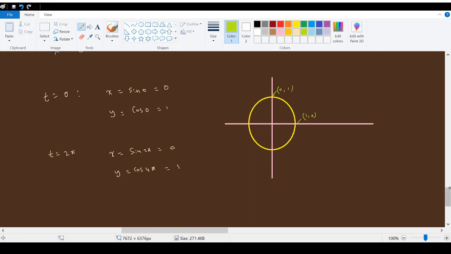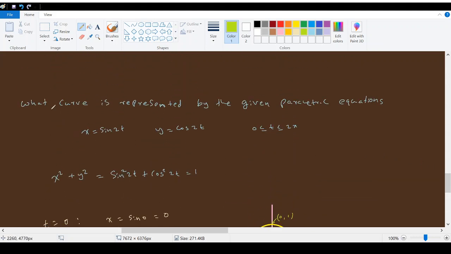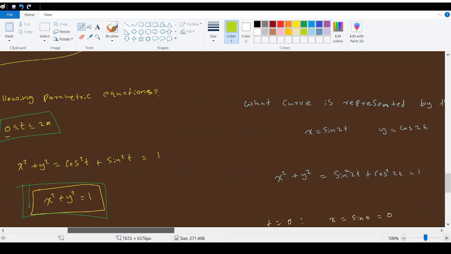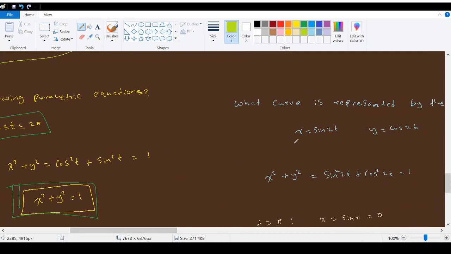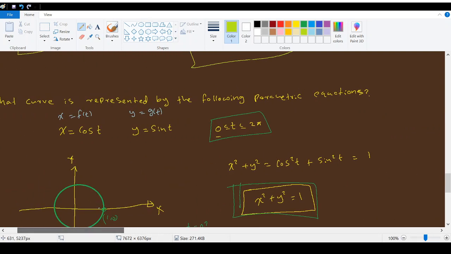Let's do a similar example. Here the question asks: what is the representation of these parametric equations? Now this is almost the same as the previous case, but the only difference is that here x is given as sin 2t, whereas in the previous case x was given with respect to cosine t. But the calculation that comes thereafter will be the same.